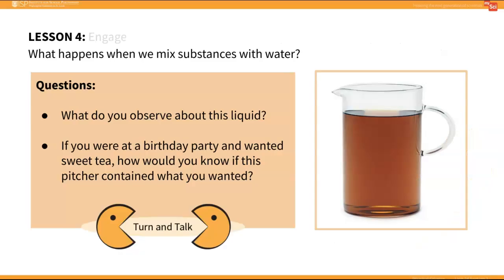In the Engage portion of this lesson, show students the picture of the iced tea. Propose the scenario. If you were at a birthday party and you wanted sweet tea, how would you know if this pitcher contained sweet tea? This probe should be used to get students to think about how we can't always see the different components in a mixture.